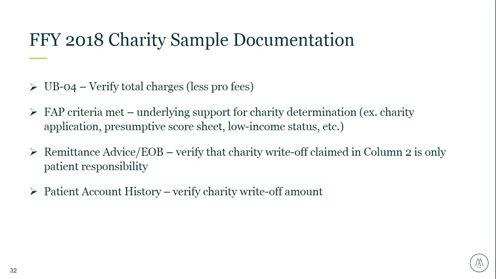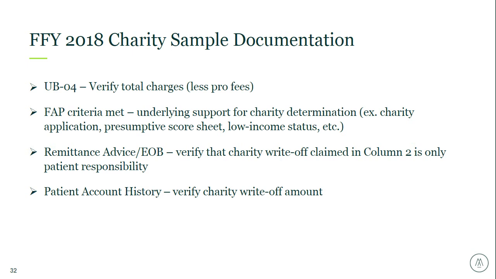Now moving on to the documentation requested for these samples, generally the same documentation is being requested for each sampled patient as this falls in line with the sample request we saw for 2017. UBs were requested verifying the patient charges and to verify that proceeds were excluded from the claimed amount. Patient account histories were also requested to verify the claimed charity write-off amount matched the patient financial system.